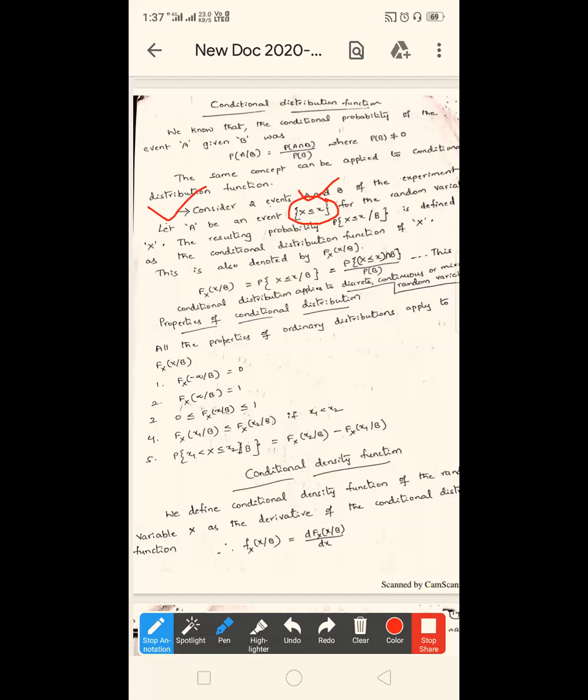Instead of A, what do you have to write? Capital X less than or equal to small x. You have to write this instead of A, because A is defined as capital X less than or equal to small x. That's why we substitute capital X less than or equal to small x in place of A. Then you will get this formula: probability of capital X less than or equal to small x given B is equal to probability of capital X less than or equal to small x intersection B divided by probability of B.